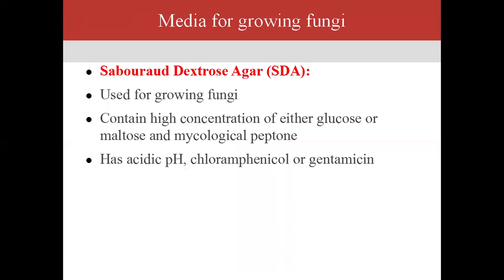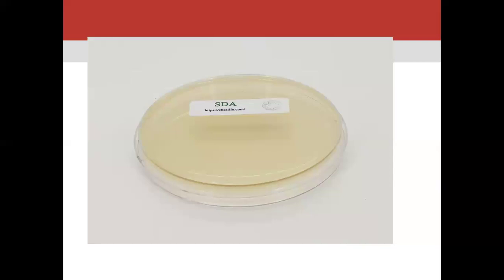Next, media for growing fungi. Here, SDA, that is Sabouraud's dextrose agar medium. This culture medium is helpful for growing fungi. SDA consists of a high concentration of either glucose or maltose and mycological peptone. It has an acidic pH, almost a pH of 5. Here we add chloramphenicol or gentamicin. Chloramphenicol is added to inhibit the growth of contaminating bacteria. This is SDA.